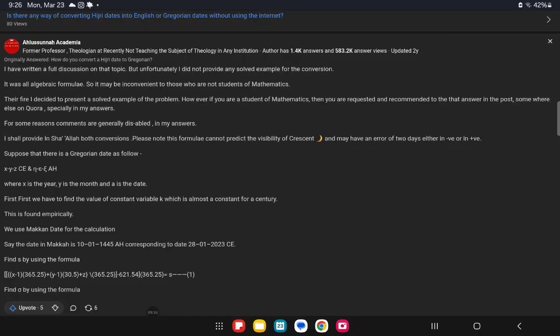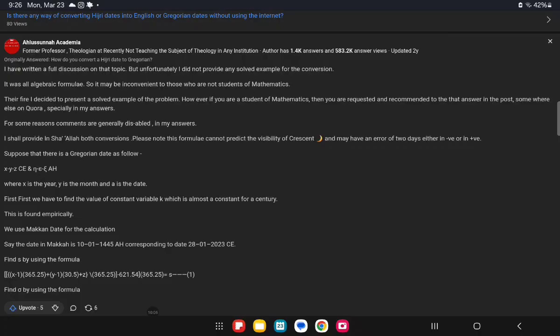First we have to find the value of the constant variable K, which is almost constant for a century. This is found empirically. We used the Meccan date for our calculation. Say the date in Mecca, and yes, I am going to pronounce it Mecca regardless of how this answer author spells it.